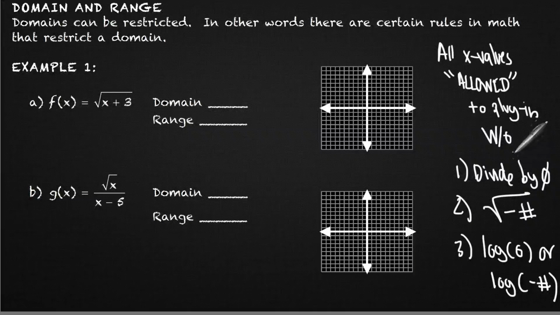And so if you are not violating any of these 3 rules, the domain is automatically negative infinity to infinity, or all real numbers. Let me repeat that. If you don't see a division sign in the function, if you don't see a square root anywhere in the function, and if you don't see a log anywhere in the function, you can automatically deduce that the domain is all real numbers, because these are the only 3 rules that you absolutely cannot violate.